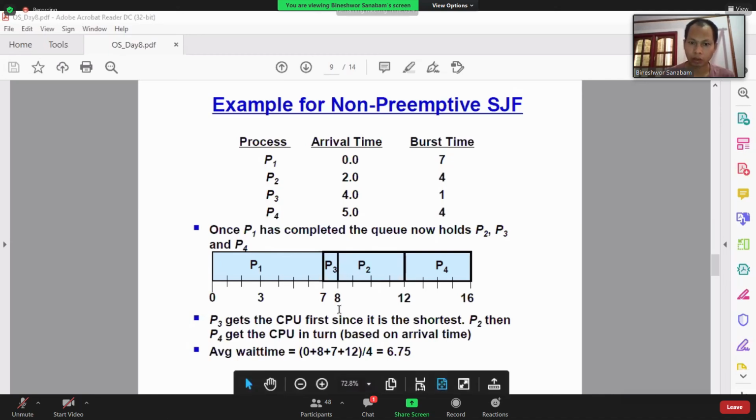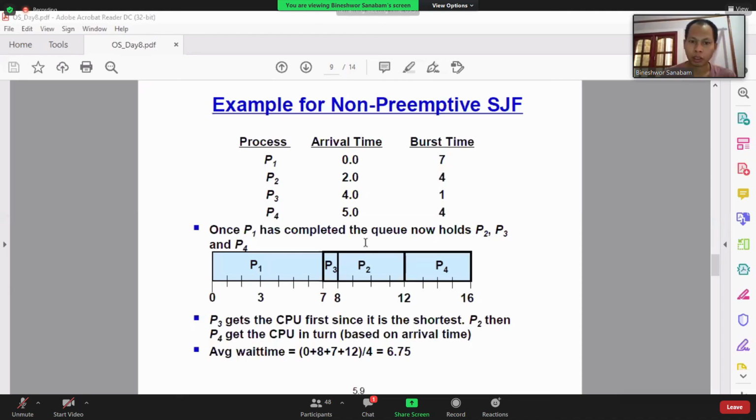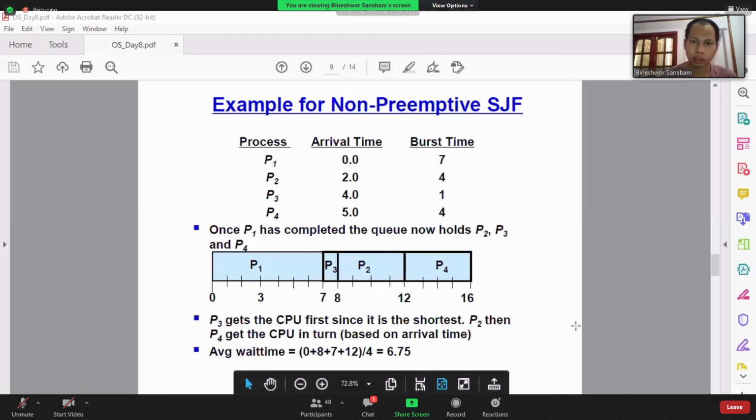From 8 to 12, the CPU is given to P2, and once it's done, P4 is given the chance. This is how the processes will be executed for this given example in non-preemptive shortest job first. So here is your average waiting time and all.